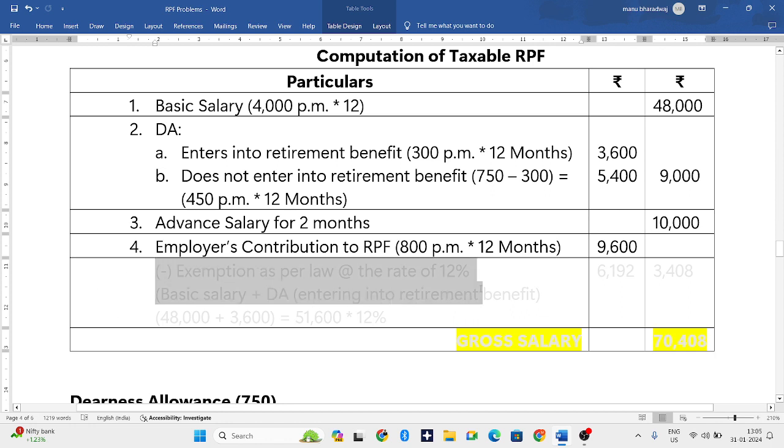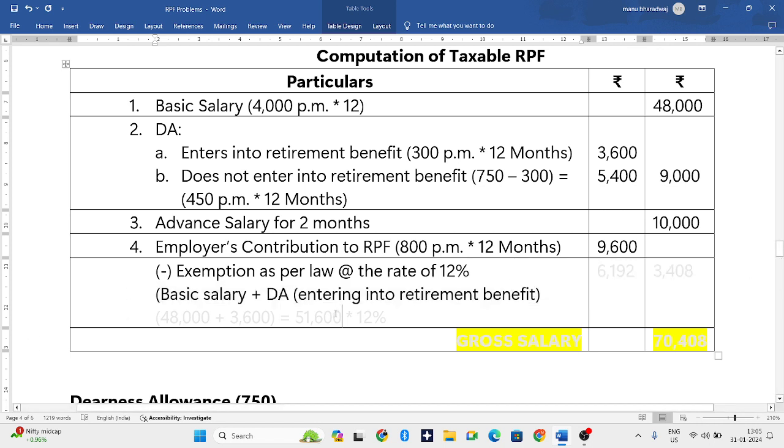But according to law he will get an exemption. Up to 12% of the salary, that is 12% of the employer contribution, will be exempted. So for the employer contribution, we give exemption up to 12%. For that we have to calculate salary. Salary will be basic salary plus DA plus DP plus commission. In the question, nothing is given about DP and commission, so I made the formula short: basic salary plus DA which is entering into retirement benefits.